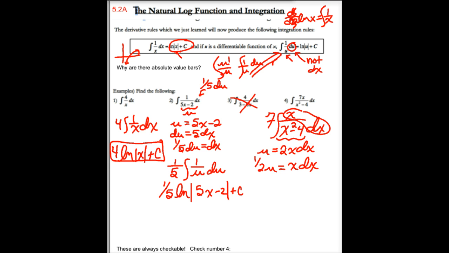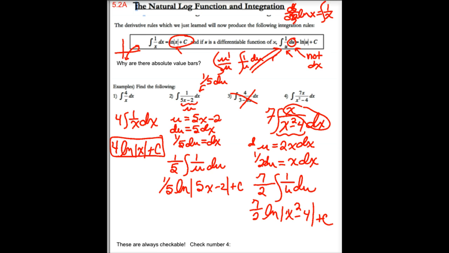So now what I have is the 7 and I would have, what do I have here? This is, sorry, du is 2x dx. I forgot to write u equals x squared minus 4. I skipped a step. So I have the 7 that was out front. I have the 1/2 coming out front. And then I have 1 over u du. That gives me 7/2 natural log of the absolute value of u plus Carl. Now I'm going to take a minute to check this one because the checking is always good if you have time.